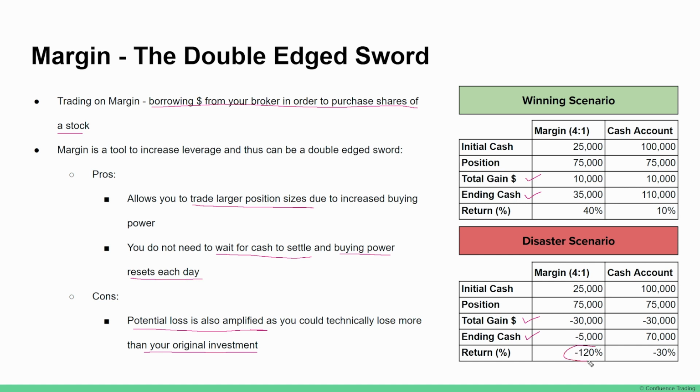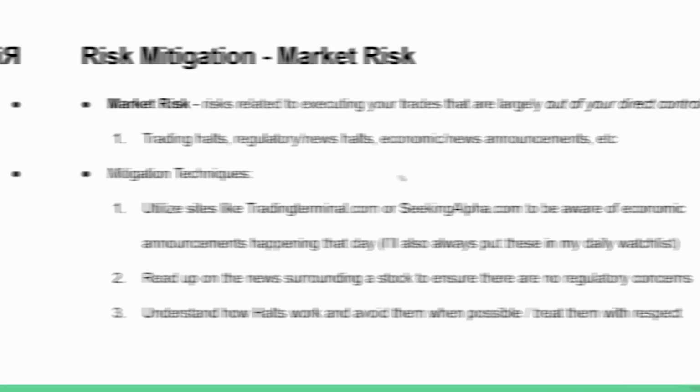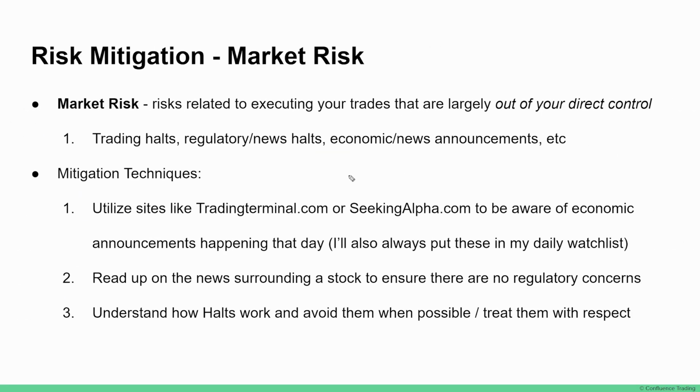Therefore, your return is negative 120%, whereas if you'd had a cash account and you could cover this full amount, you would have lost 30% of your initial cash. So, as you can see, margin is great when you win, but if you're not careful and you don't trade in terms of fixed risk, you can blow yourself up really, really fast. Okay, that's executional risk out of the way.